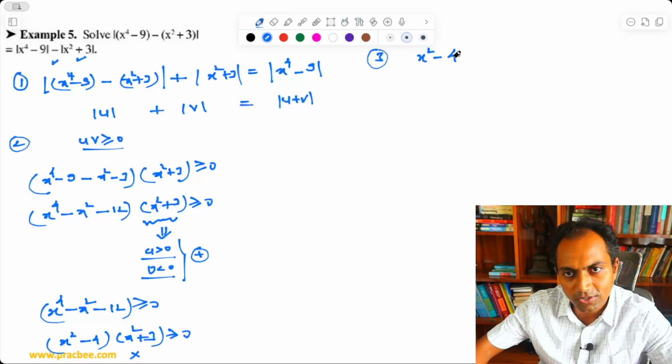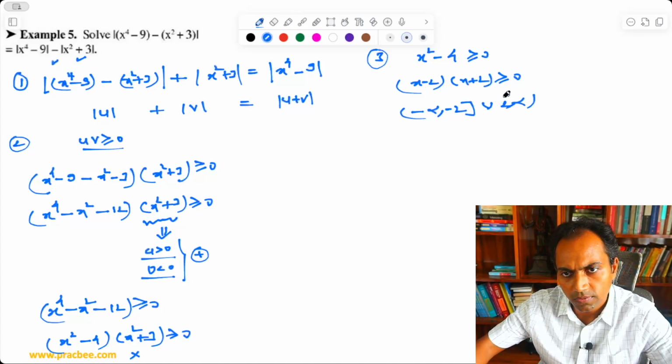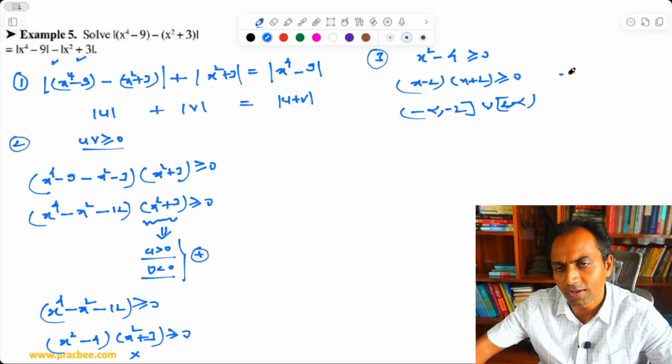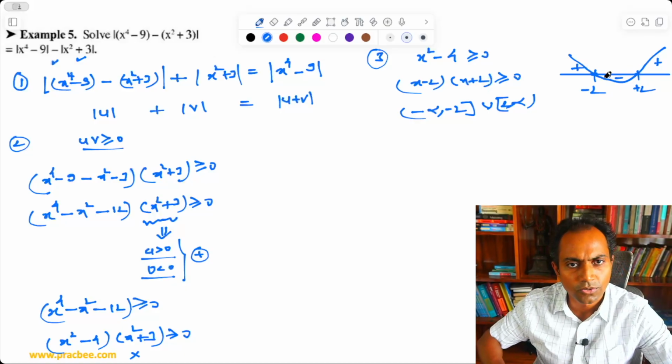x square minus 4 should be greater than or equal to 0. This we can write as x minus 2, x plus 2. Again you can draw the wavy curve and directly write the answer as minus infinity to minus 2 union 2 to infinity. What I have done, I have drawn the wavy curve. Denoted this point as minus 2, this is plus 2, and again a curve that goes like this. We will consider these points as well. So this is the answer to this question.